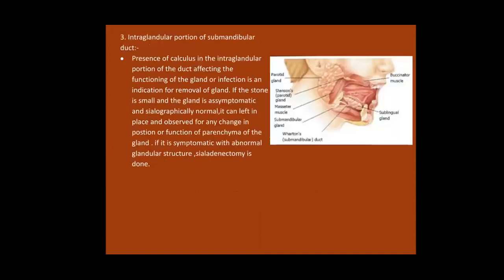The third part is the intraglandular portion of the submandibular duct. Presence of calculus in the intraglandular portion of the duct, affecting the functioning of the gland or causing infection, is an indication for removal of the gland. If the stone is small and the gland is asymptomatic and radiographically normal, it can be left in place and observed for any change in position or function of the parenchyma of the gland. If it is symptomatic with abnormal glandular structure, sialadenectomy is done.